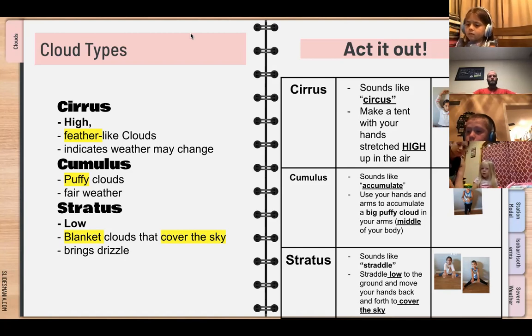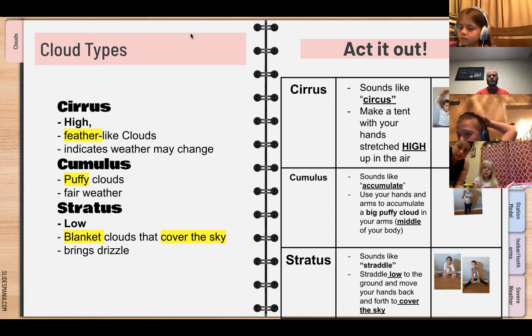Okay, so do that again. We're accumulating these cumulus clouds right in the middle of our body and pulling them close to us, because these are the big puffy clouds. These are the ones that we like, the ones that make us feel happy, the ones that we can often make shapes out of in the sky and just gives us a good feeling.